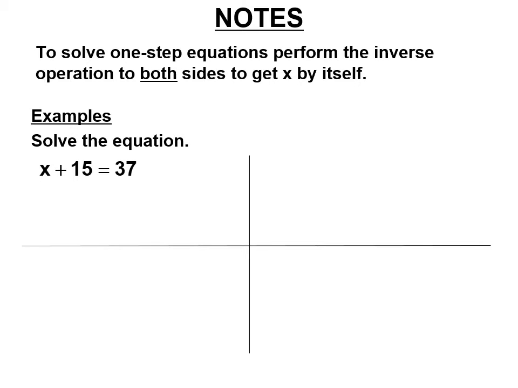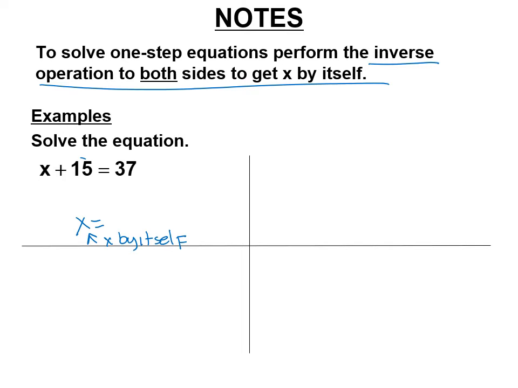So, some of these we could do in our head, but we're not allowed to do them in our head today because we're learning this procedure, okay? So we're going to do inverse operations to both sides every time. So our goal here is to get x by itself. That right there, that's x by itself. And what we mean by that is x by itself on one side of the equal sign. So how are we going to make that happen? Well, we got to get rid of this plus 15.